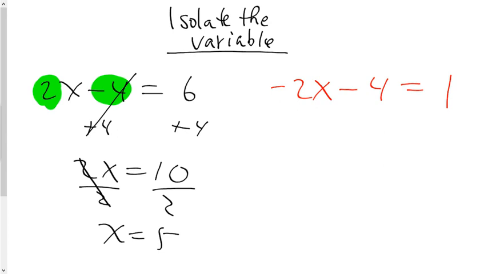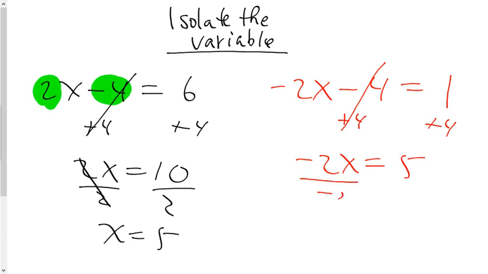In the grade 9 question, which is technically a grade 8 question, but we'll just go with it anyway. Add 4 to both sides to get rid of your constant. -2x equals 5. At this point, you're going to divide both sides by -2. And your solution is going to be -2.5.